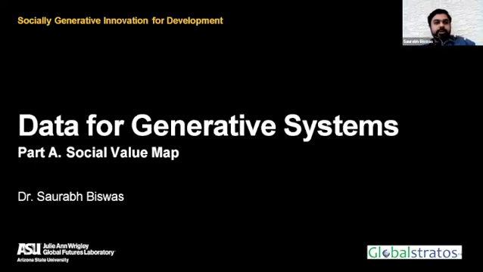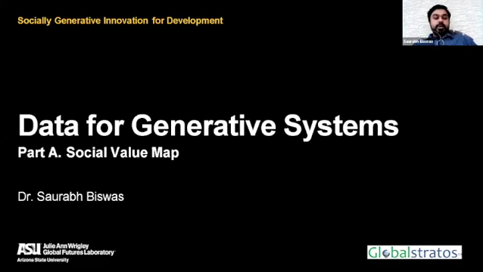Welcome to the session of the training program on socially generative innovation for development. We will continue on our focus on data collection methodologies and methods. The last three sessions, you have been introduced to various ideas on different kinds of approaches to collect data and engage in data practices which result in generative outcomes.